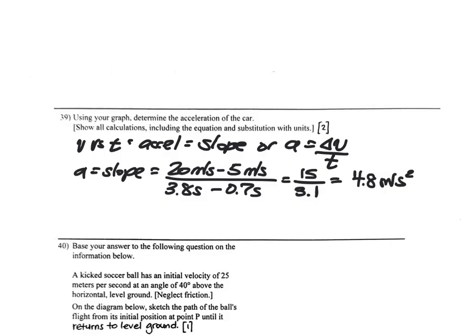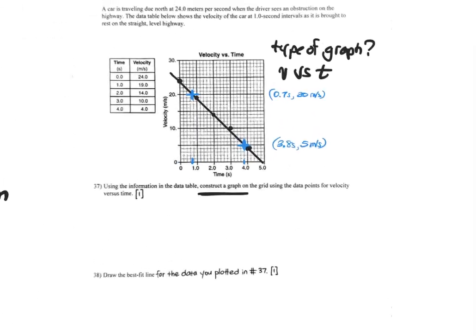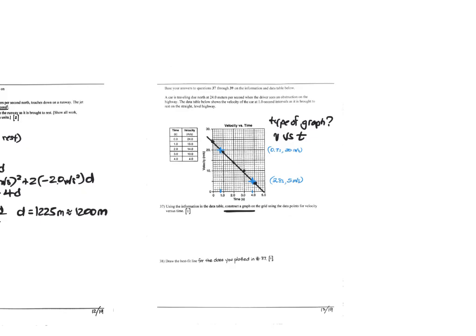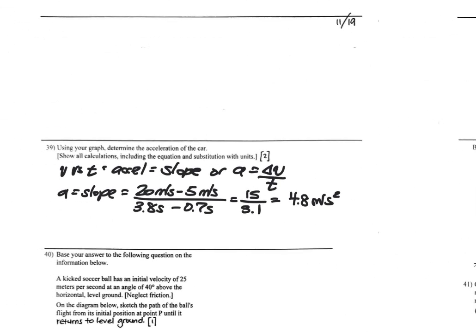There's going to be wiggle room for that answer based on the line that you drew over here. And again, you could also use delta V over t, whatever works. But you should get somewhere around 4.8 or 5 meters per second squared, in that ballpark. Again, 2 points, so make sure that you have an equation and that you have substitution with units and that you have units with your answer.